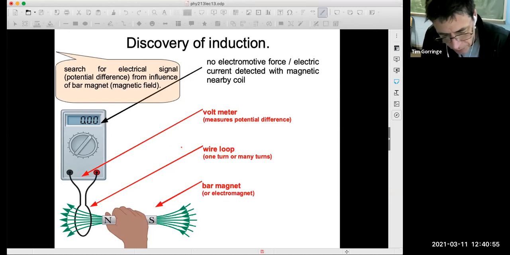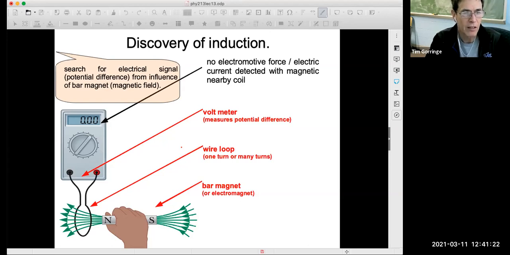Okay, so imagine in these next few slides you've gone back in time, you're with Michael Faraday or Joseph Henry, and you're working in their labs trying to discover induction. They were looking for a really strange, really weird effect. They were looking for electrical signals that were produced by the influence of magnets, bar magnets.